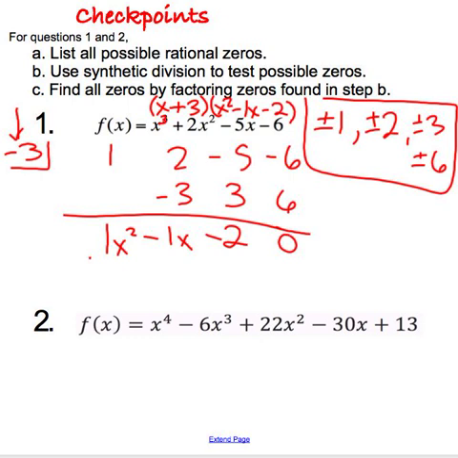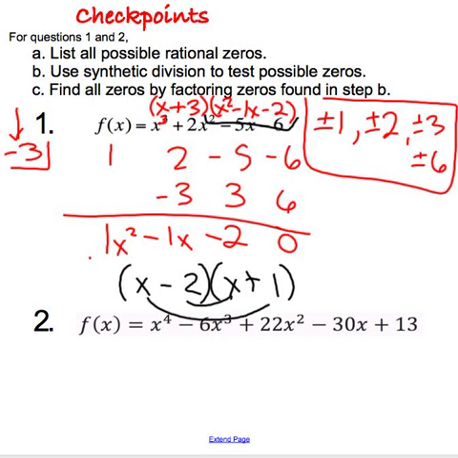Thankfully, now it's a quadratic, and factoring quadratics is always a little bit quicker. So I can factor this quadratic, and I'm just going to factor that one in my head. Let's see, x minus 2 times x plus 1. We'd get negative 2x, positive 1x, making negative x, and then I would get negative 2 there. So these are the final two factors.